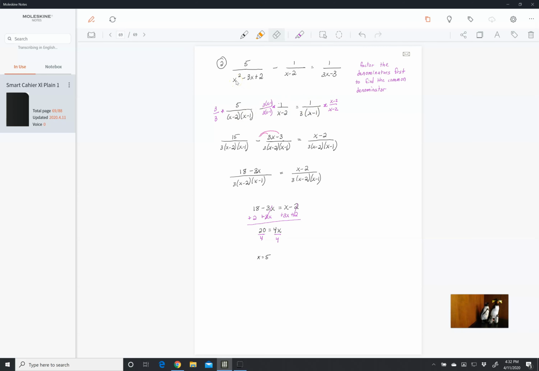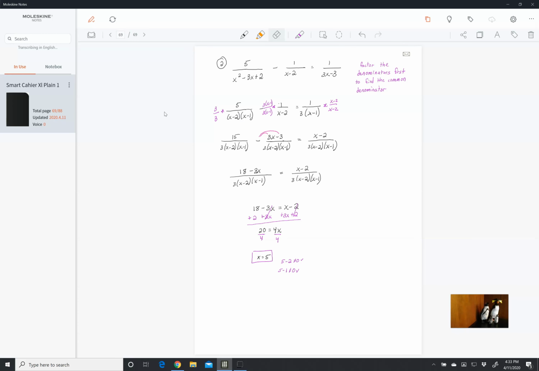We don't have to plug it into x squared minus 3x plus 2. It's factored, it's the same denominator. You do have to plug it into all of them though, okay? So 5 minus 2 is not equal to 0, so we're okay there. 5 minus 1 is not equal to 0, we're okay there. And that's it. Those are the only cases. So x equals 5 is a solution.